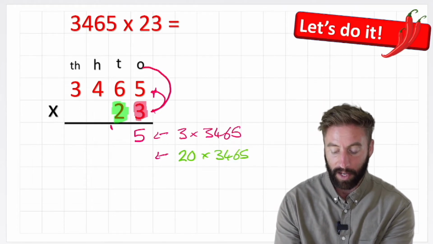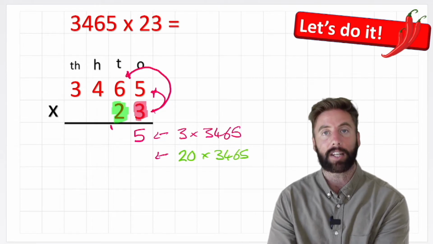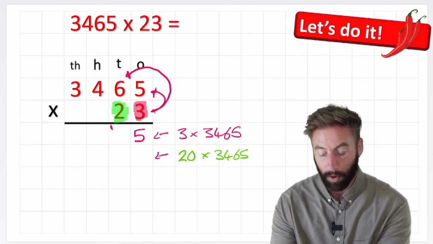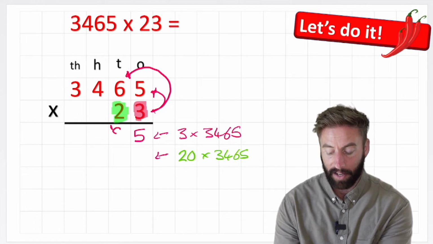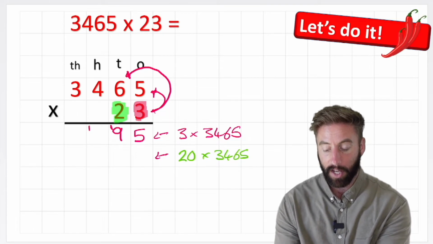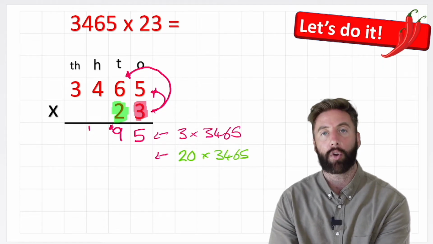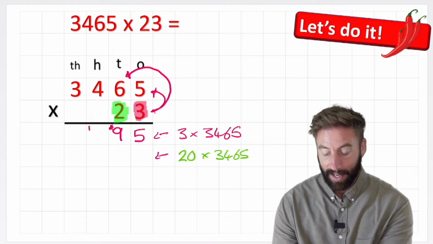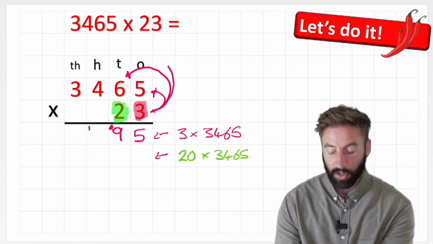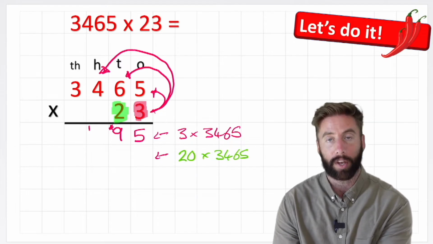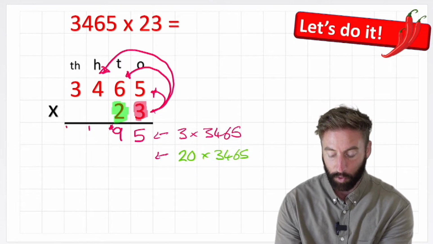Then I can do 3 times 6. 3 times 6 is 18, plus my 1 is 19, but the same rule applies, so I can put my 9 in here and carry my 1 across. Top tip, scrub out that 1 that we've just used, so that we don't add it up by mistake later. Now I can do my hundreds column, which is 3 times 4. And 3 times 4 is 12, plus my 1, 13. Same thing again, small 1, big 3, scrub out the 1.